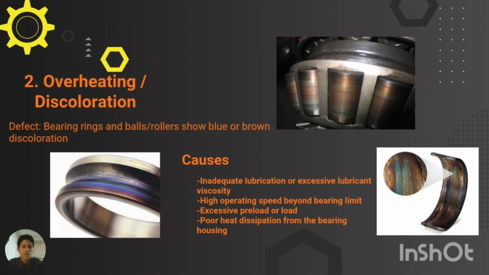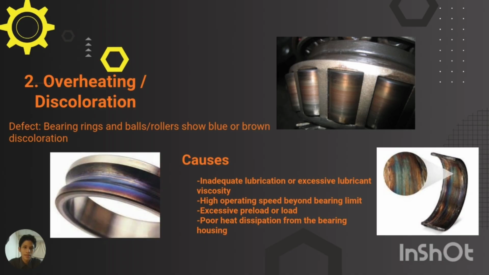Next is overheating or discoloration. Basically, discoloration is from overheating. As you can see, when you overheat something, a metallic material, it will discolor, becoming blue or brown. The defect is that bearing rings, balls, and rollers show blue or brown discoloration.